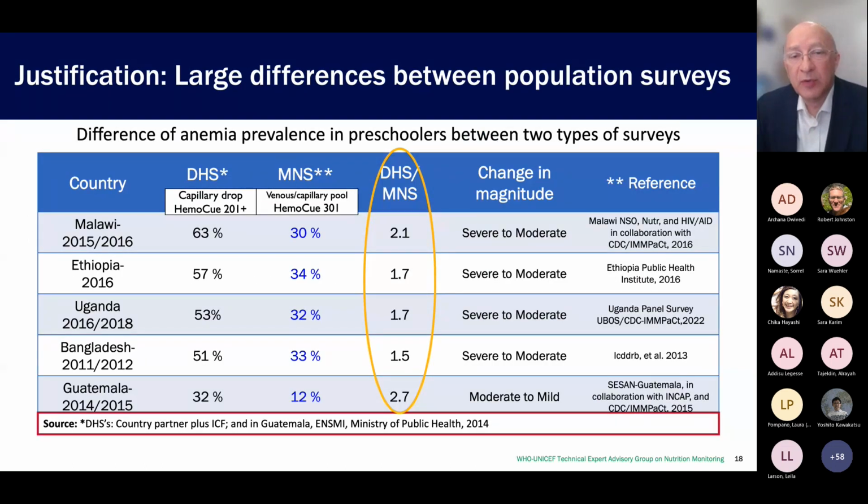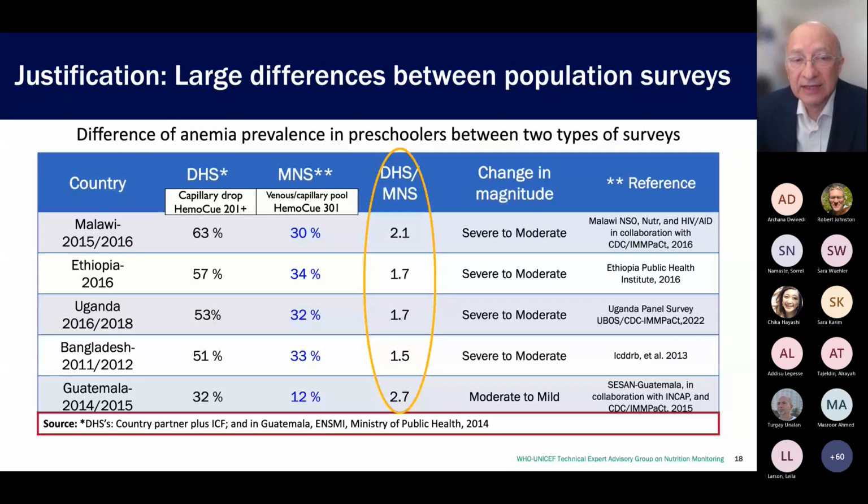The reason is that we were finding very large discrepancies in different surveys in the countries. Some countries like the DHS were reporting large prevalence of anemia, where others of the micronutrient surveys were lower than that. And the difference could be between 1.5 to 2.7 times. These are data from preschool age children. And that changes the category of the country from severe to moderate or moderate to mild anemia. This really has large importance in public health.